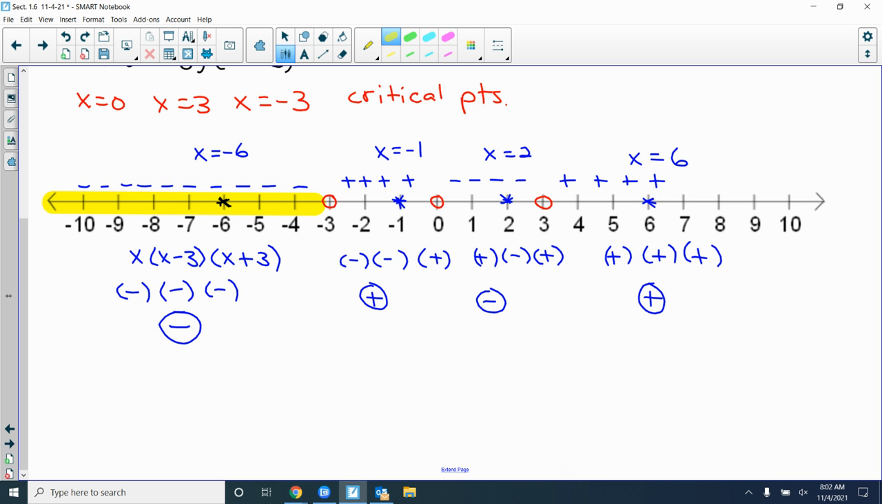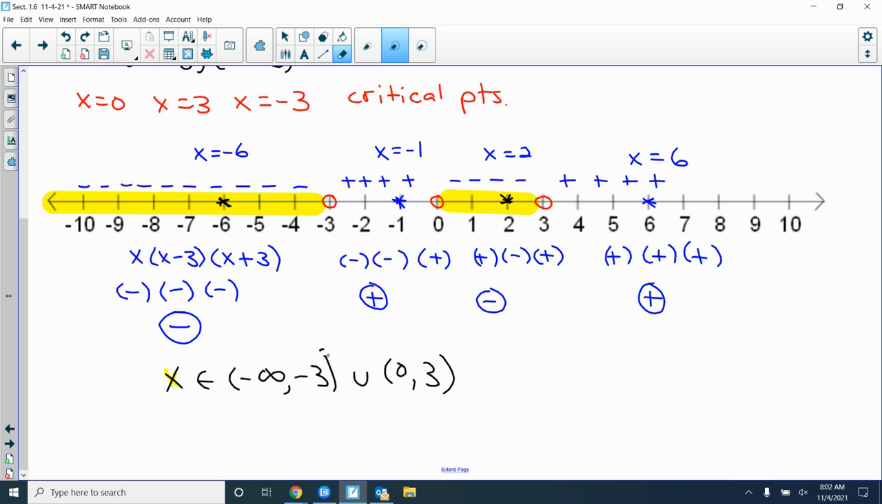Okay, this area here and this area here. And so x exists in the interval from -infinity to -3 union 0 to 3. And it does not include those values.